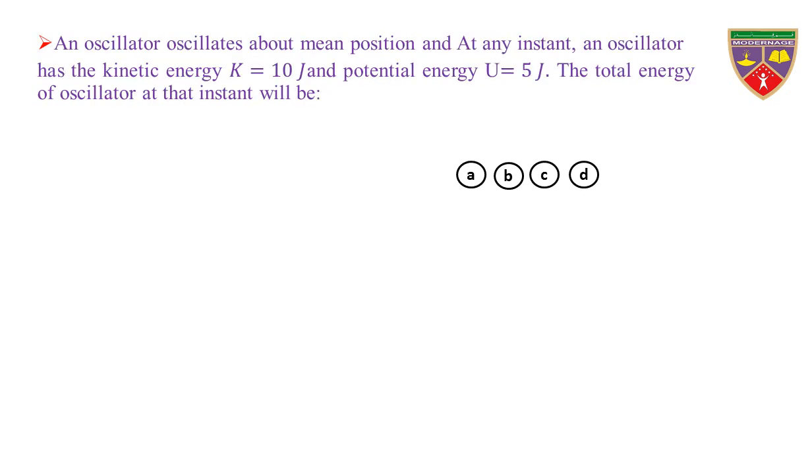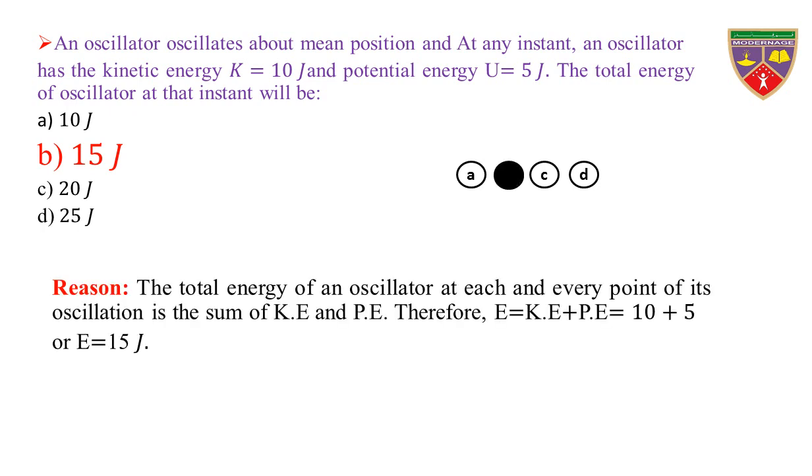An oscillator oscillates about mean position, and at any instant an oscillator has the kinetic energy K equal to 10 joule and potential energy U equal to 5 joule. The total energy of oscillator at that instant will be: option A 10 joule, option B 15 joule, option C 20 joule, option D 25 joule. The key is 15 joule. Therefore, correct option is B.